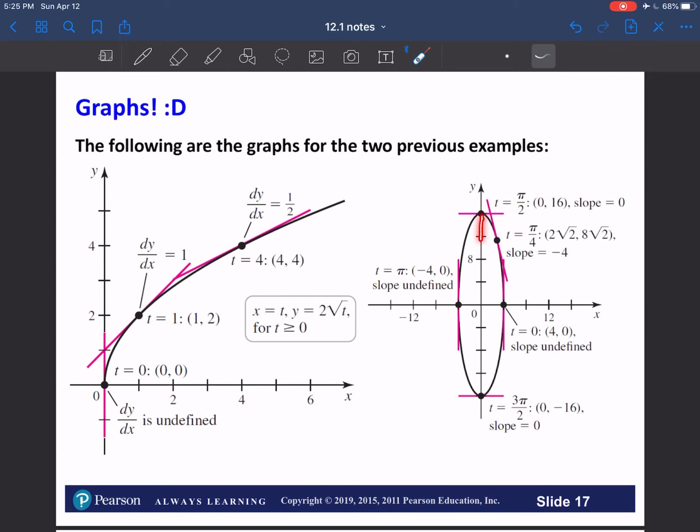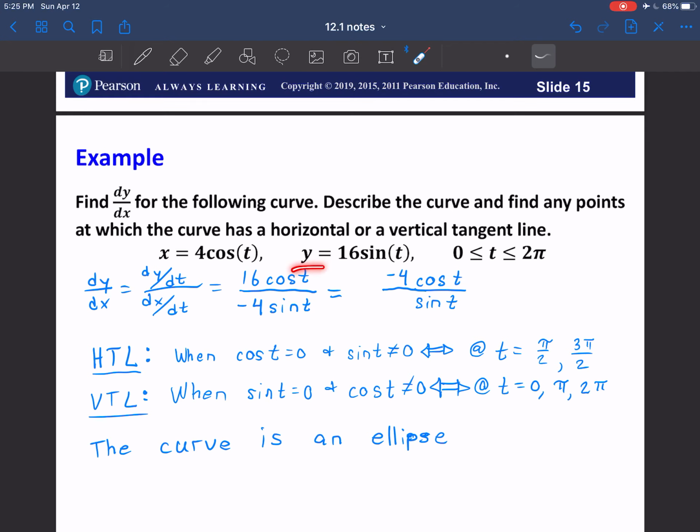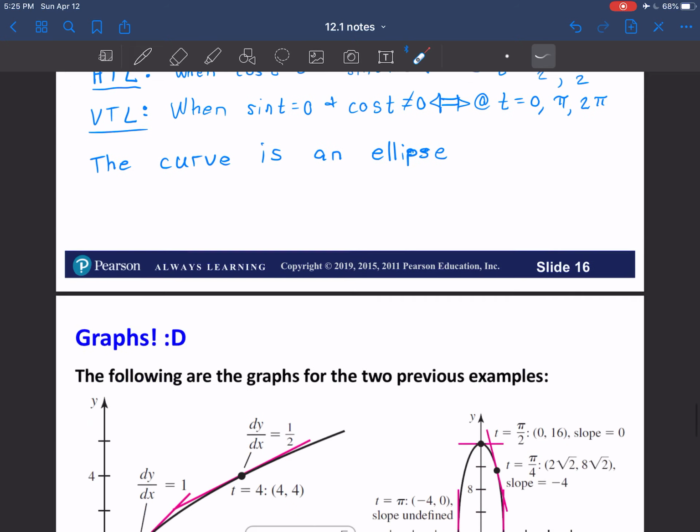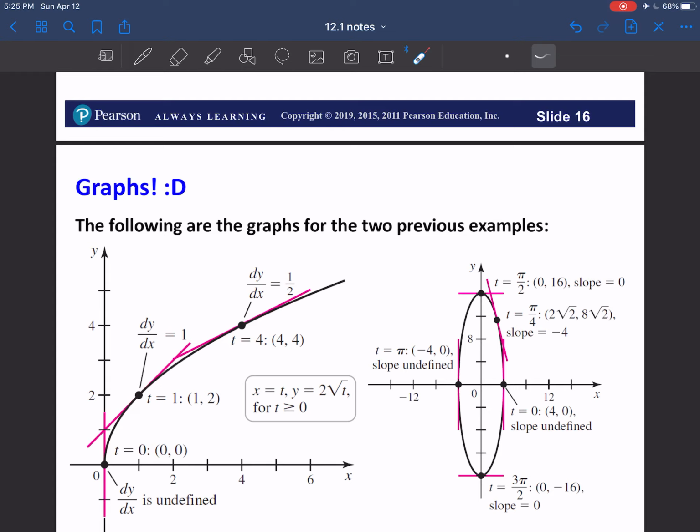with the longer axis in the y direction, hence the fact that we have the y equation with the larger number in front of sine. And so the longer axis occurs in the vertical direction and the shorter axis occurs in the horizontal direction. And in particular, the axis length, the radius length, the major radius is going to be 16, and the minor radius will be 4. All right.